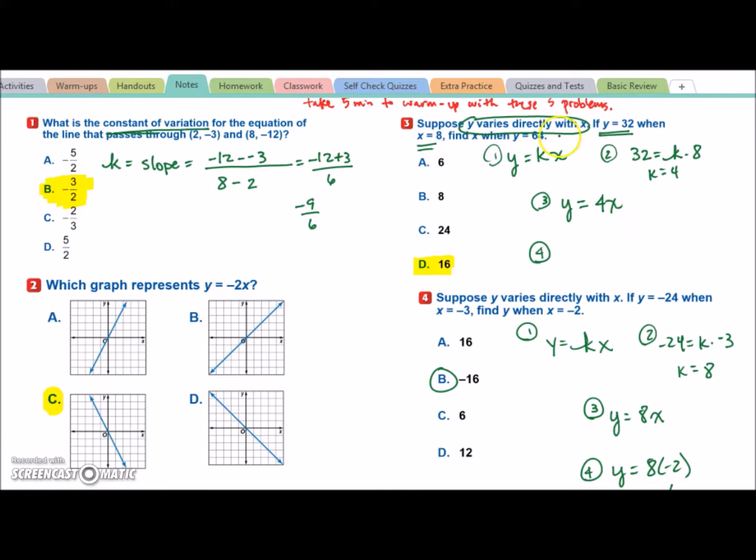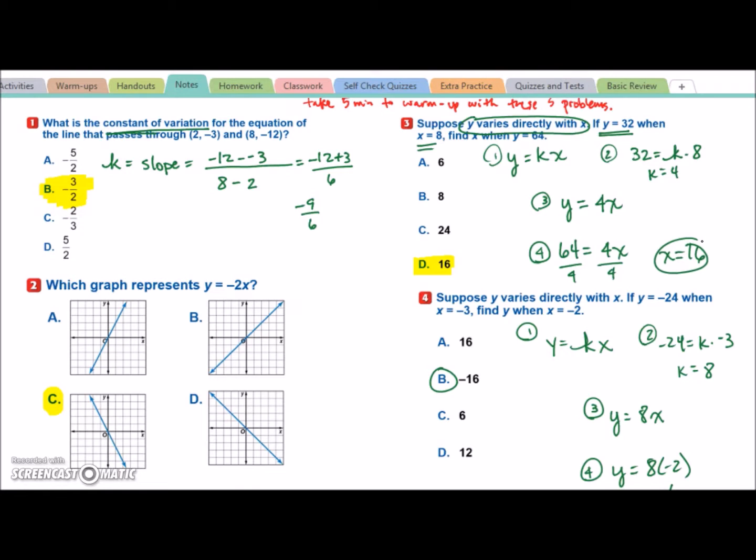And then I can actually answer the question. It says find x when y equals 64. So if y is 64, I plug that in, and 64 equals 4x, divide both sides by 4, and I figure out that x equals 16.